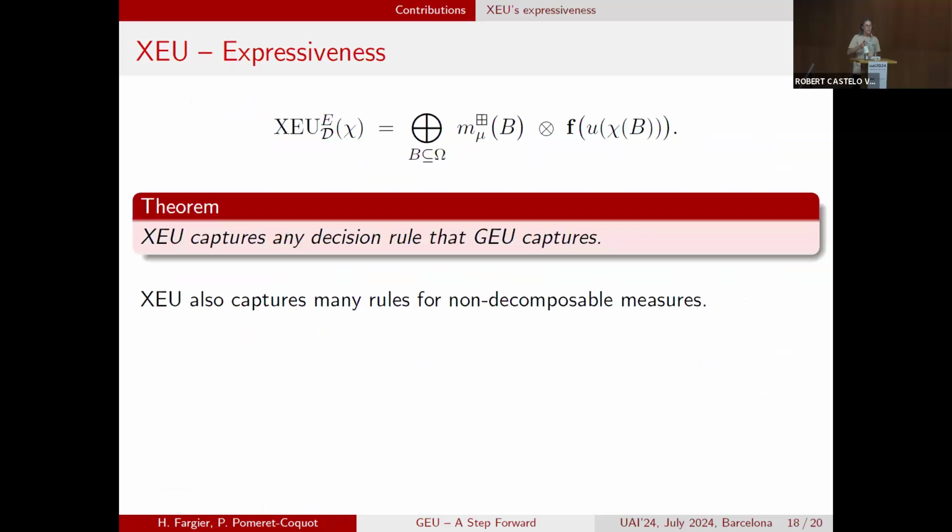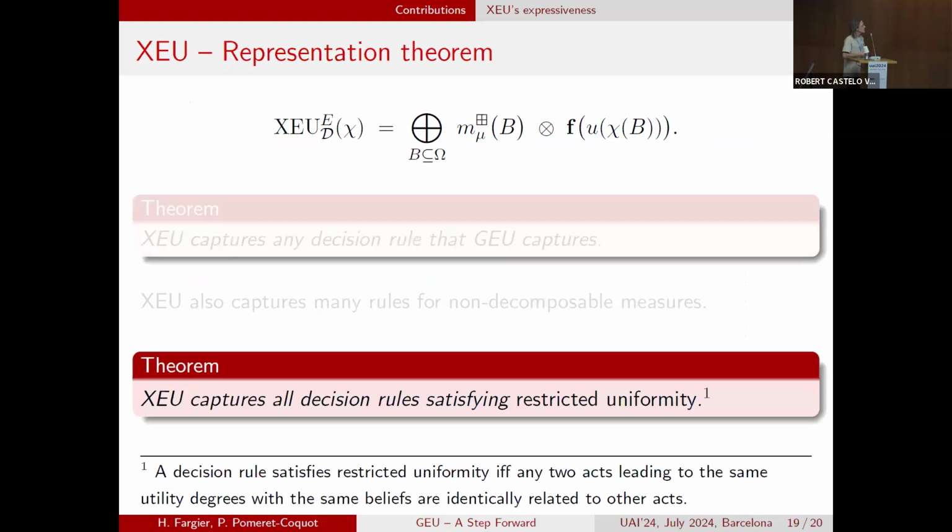Finally, we focus on how expressive our framework is. We first ensure that it is at least as expressive as the previous GEU framework, and it is. And then we have shown this representation theorem stating that only a very weak condition is necessary for a decision rule to be capturable by the XEU framework. This condition, which we call restricted uniformity, is satisfied by decision rules which consider equivalent any two acts leading to the same utility with the same beliefs. So it is a quite common property.